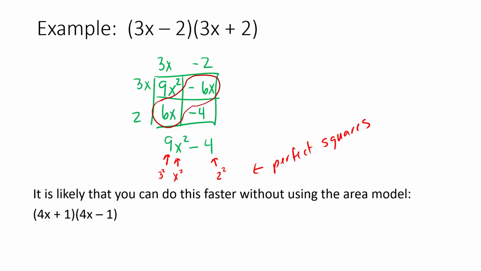Okay, now once you see how the pattern works, it is likely that you can do this faster without using the area model. So what you know is going to happen is those middle pieces are going to end up canceling out. So looking at this one, I know I'm going to have 4x times 4x, which is going to give me 16x squared. The middle pieces are going to drop out, and I'm going to be left with 1 times -1, which would be -1.